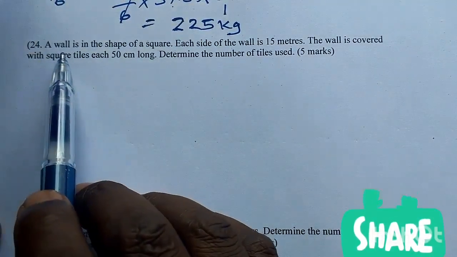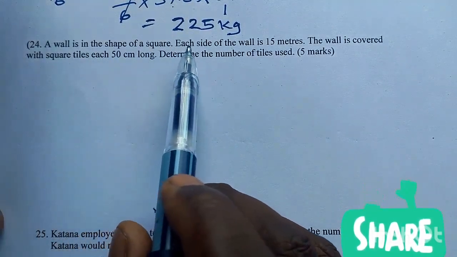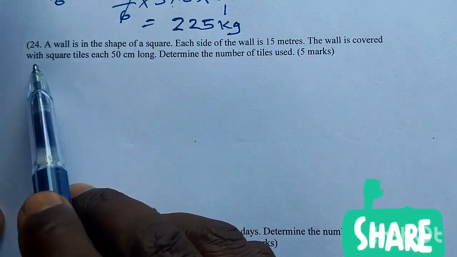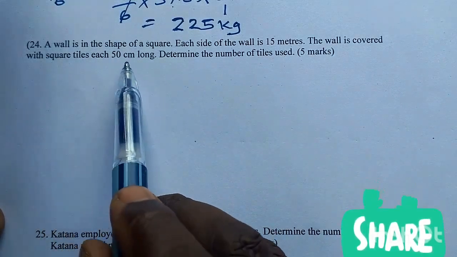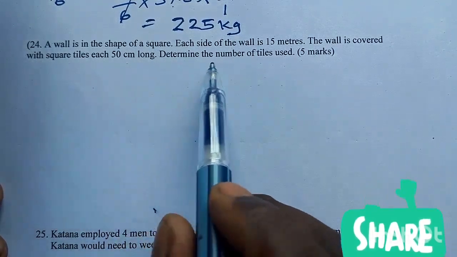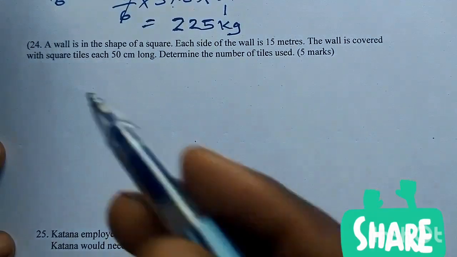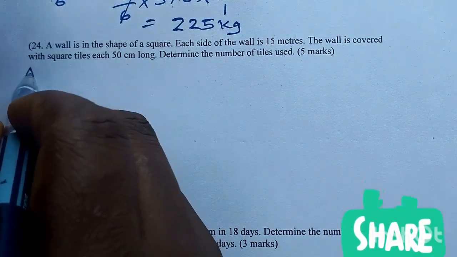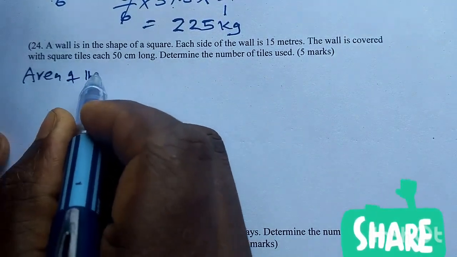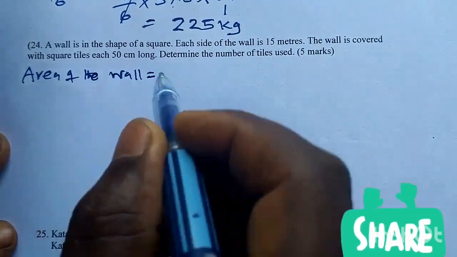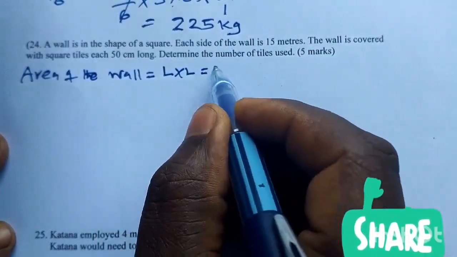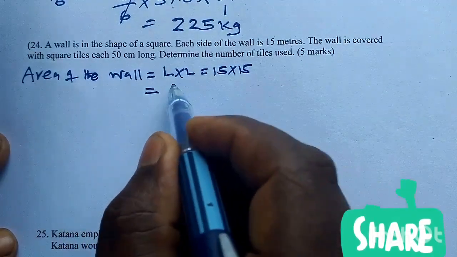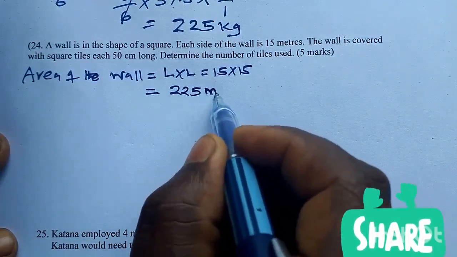A wall is in the shape of a square. Each side of the square is 15 meters. The wall is covered with square tiles of 50 centimeters long. Determine the number of tiles used. So if the square, we can get the area of the wall. Area of the wall is equal to length times length, which is equal to 15 times 15. And that gives us 225 meters square.